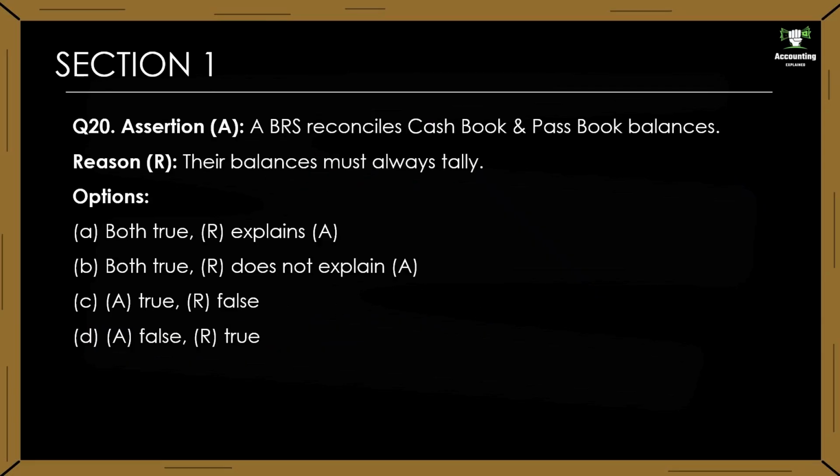Next, we have come to question 20. Assertion A. BRS reconciles cash book and passbook balances. Reason R. Their balances must always tally. Options A, both true, comma, R explains A. B, both true, comma, R does not explain A. C, A true, comma, R false. D, A false, comma, R true.